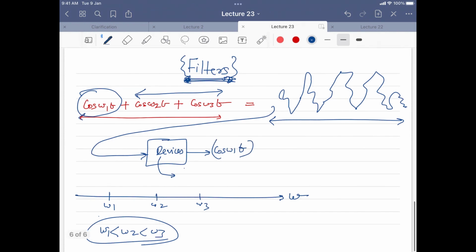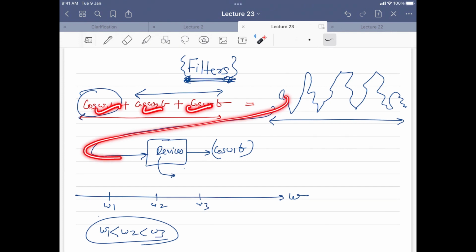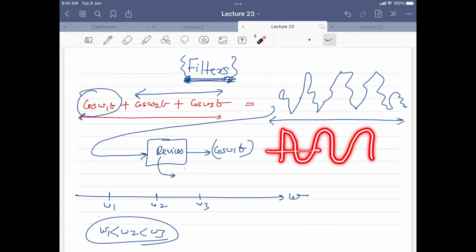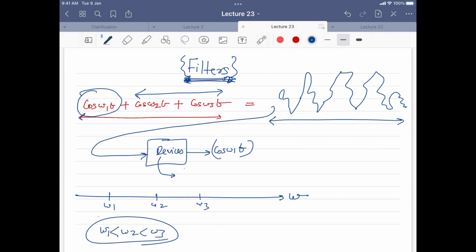This complex signal, which looks like this and is a combination of these three cosines, once it passes through this device, will give you cos omega 1t, and you know the sinusoidal variation of this signal. So these types of devices, which allow low frequency signals and stop the high frequency signals, are called low pass filters. Low pass is coming because it is passing the low frequencies and removing the higher frequencies.